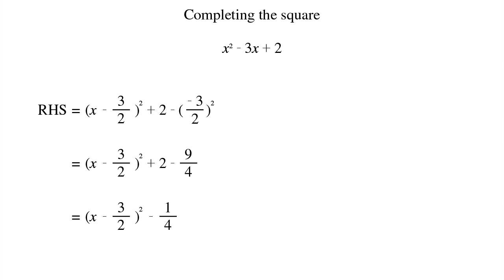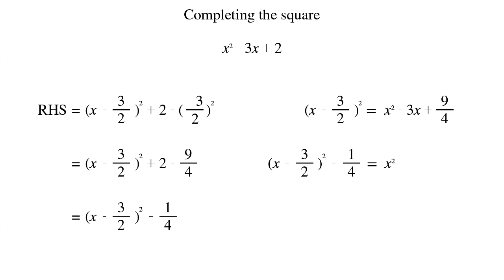We can carry out a check just to make sure we've completed the square properly. x minus 3 over 2 squared is equal to x squared minus 3x plus 9 over 4. So x minus 3 over 2 squared minus a quarter is x squared minus 3x plus 2 as required.